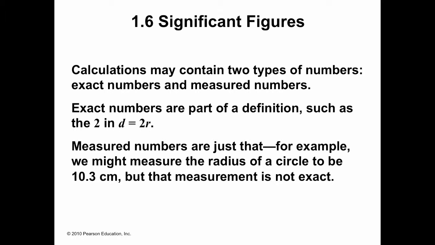But measured numbers are just that. For example, we might measure the radius of the circle to be 10.3 centimeters, but that measurement is not exact. The way that we read the ruler might not be quite accurate. In other words, it could be 0.31, it could be 0.29, just depending on how we hold the ruler up to the thing that we're measuring. So there's a degree of certainty as to how accurate and precise our measurement is. If the ruler only had centimeters, I really couldn't say it was 0.3. I could guess that, but I wouldn't have a high degree of certainty.